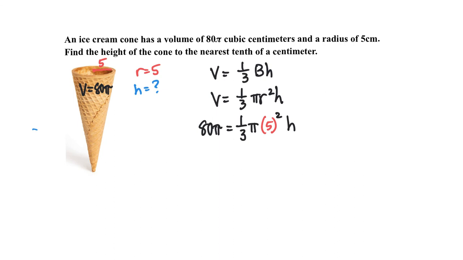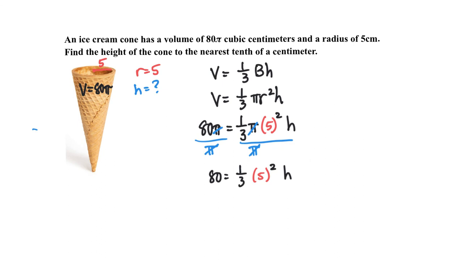Simplest thing to do here is to divide both sides by pi. When I do that, that actually gets rid of the pi symbols. So now I have 80 equals 1/3 times 5 squared times h. Now what can I do? Well, there's a lot of different things you could do here. One person might choose to multiply both sides by 3. You can do that. What I'm going to choose to do is put 1/3 times 5 squared into my calculator.